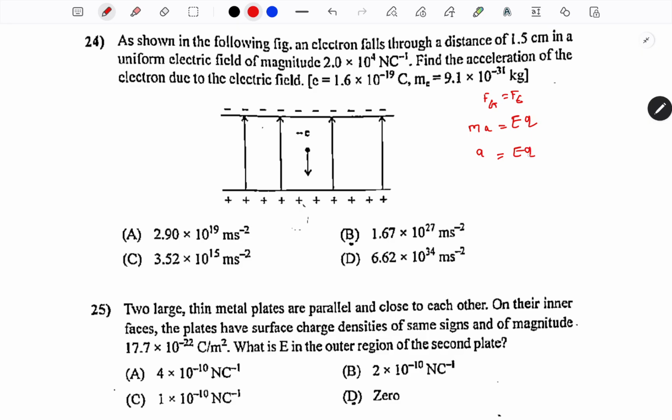We have to find acceleration a. a is equal to EQ by m, and electric field is 2 into 10 to the power 4 multiplied by 1.6 into 10 to the power minus 19 divided by 9.1 into 10 to the power minus 31. So answer will be 0.351 into 10 to the power 16, so 3.52 into 10 to the power 15 meter per second square. Option C. Okay.